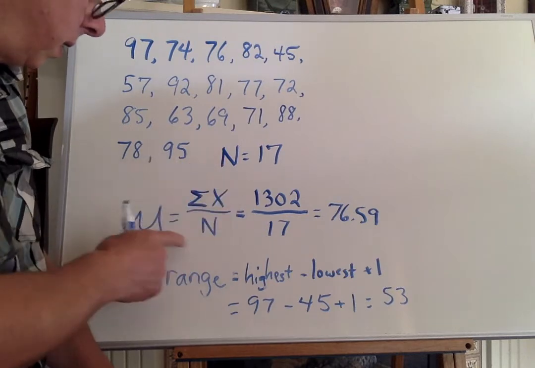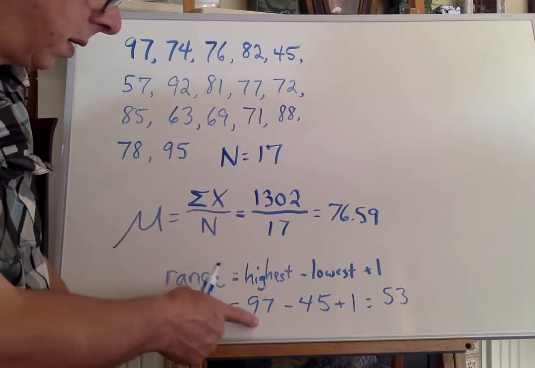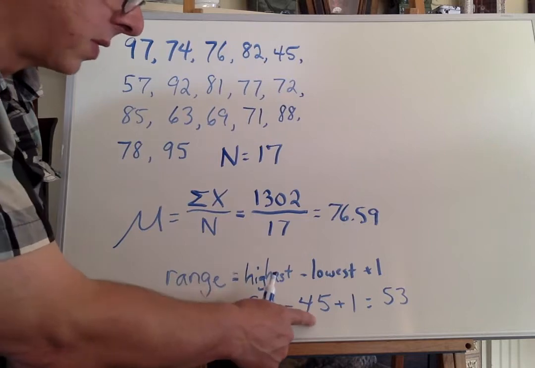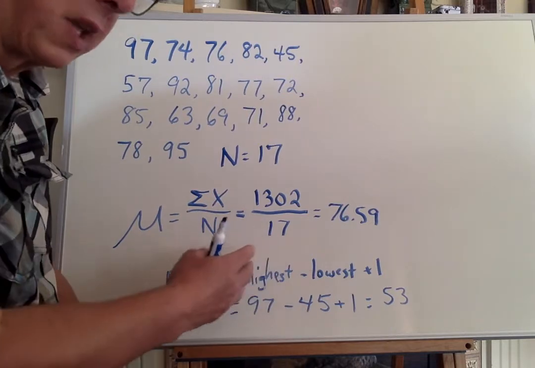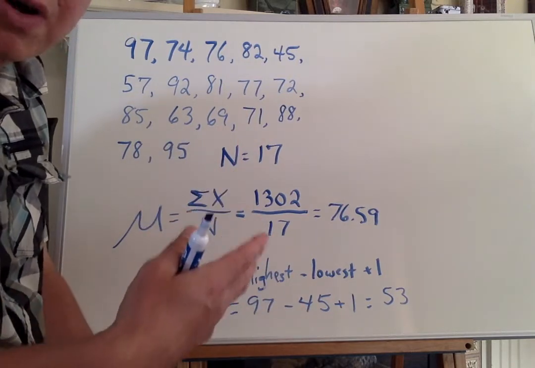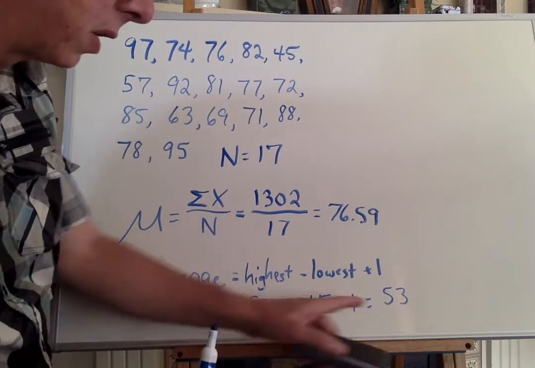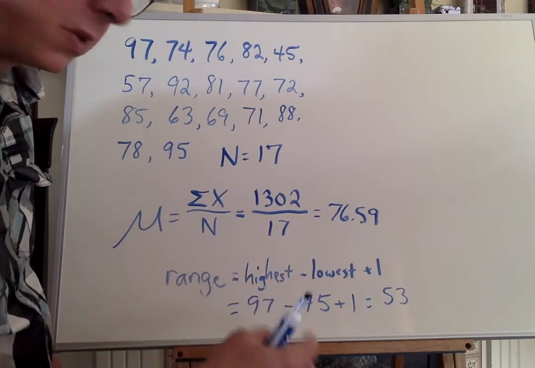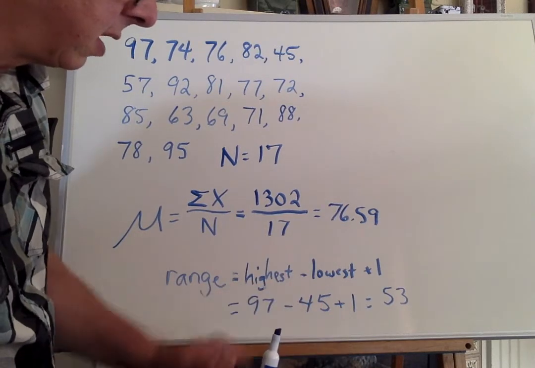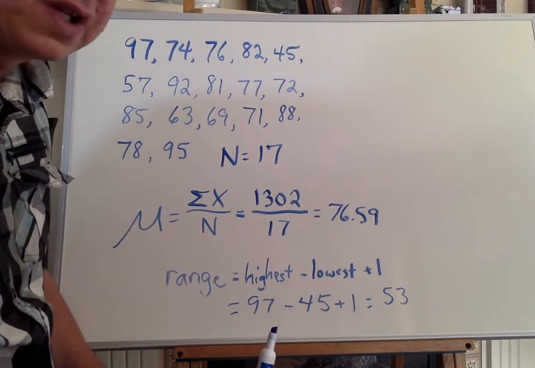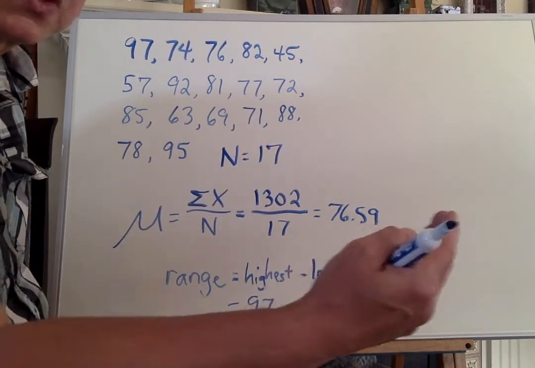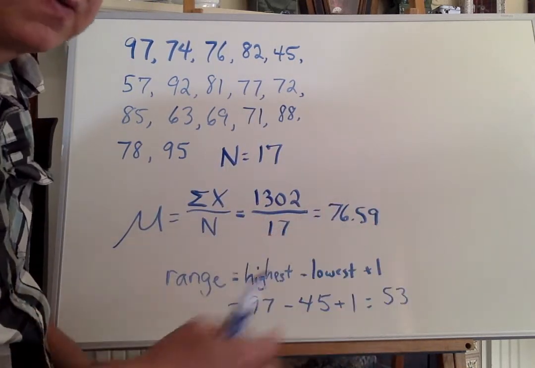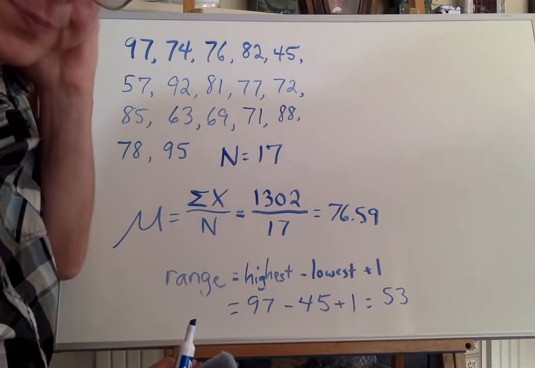We have our n, we have our mean. Highest number is 75, lowest number is 45. I always like to think about that as part of my descriptive statistics because we could also get a number like this from different numbers. Highest 97, lowest 45. Our range is 53. These 17 scores cover 53 units on the number line.